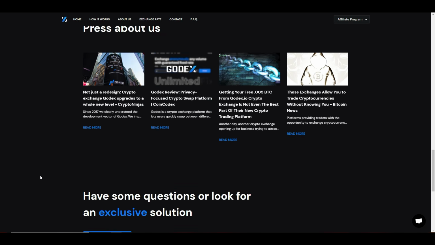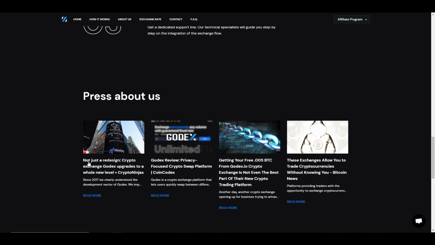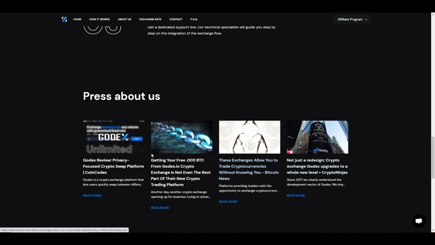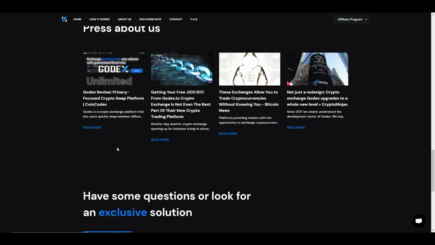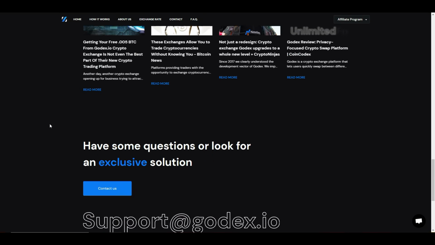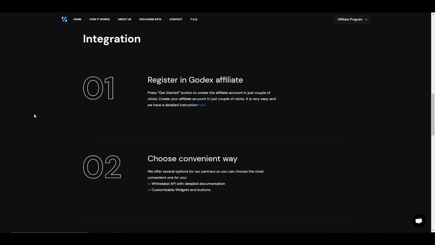And it's great to see, guys, really making a lot of headlines for the right reasons. You see it here, talking about them. Godex reviews, getting your free 0.05 BTC from Godex.io. All the benefits, guys. The press is booming right now with everything that these guys are doing right. That's what we love to see.